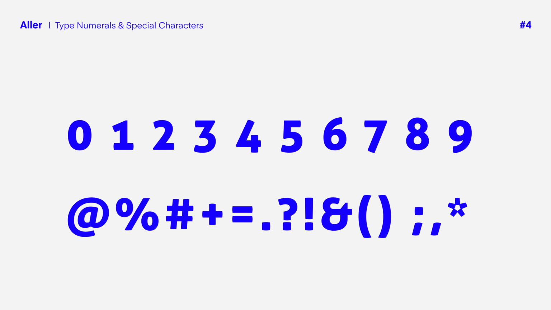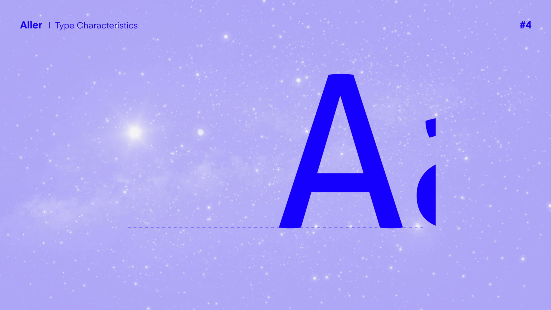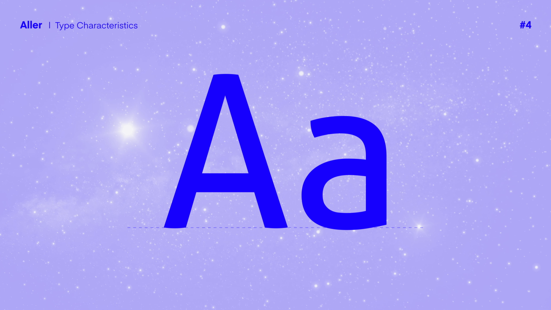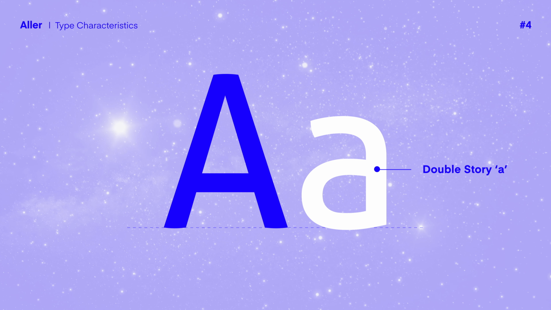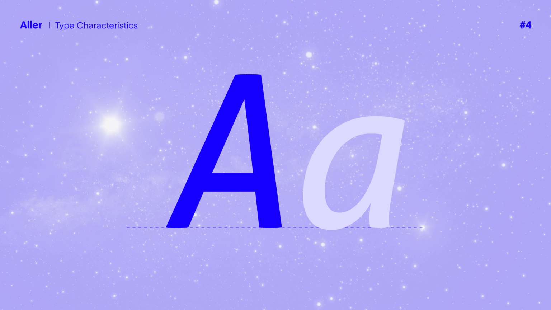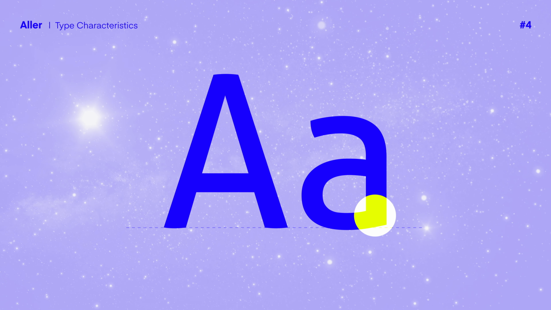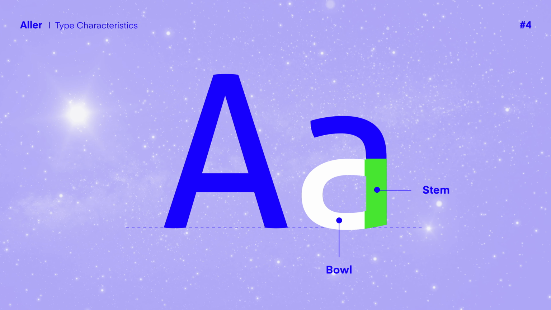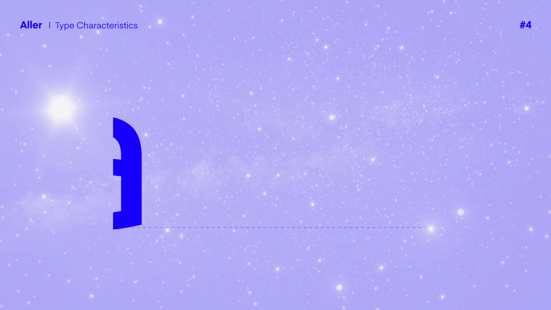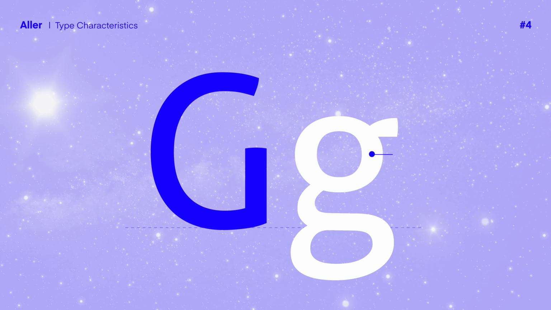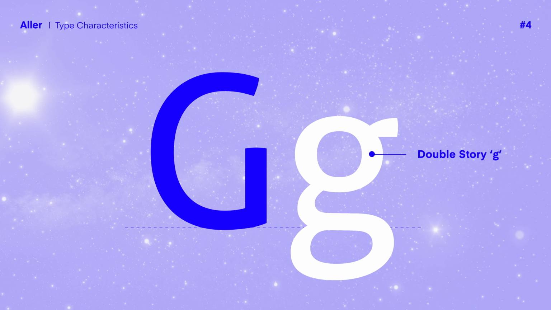Taking a look at the typeface characteristics, for the letter A in lowercase, we can see the typeface utilizes a double story A. However, when used in italic, we have the single story A. In lowercase, the A is missing a spur, where the bowl connects directly to the stem. For the letter G in lowercase, we see a double story G, giving it a more classic feel.